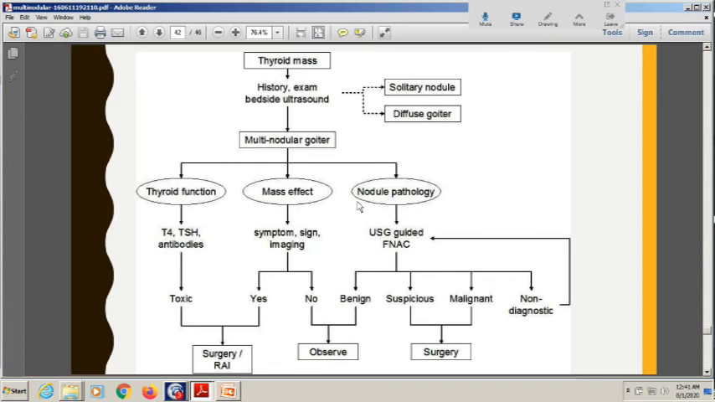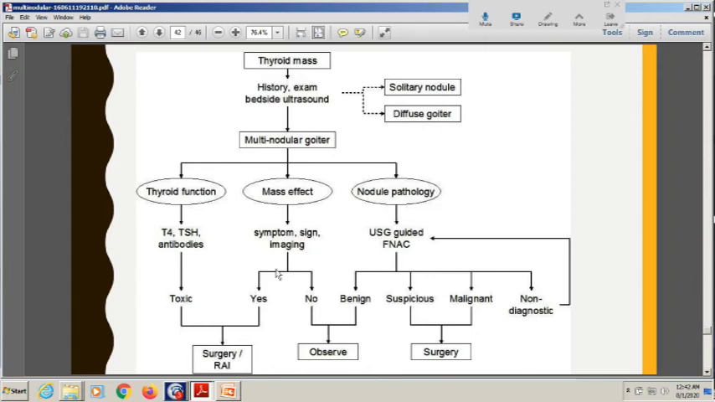After the thyroid function test, if it is euthyroid, we again look for antibodies, which are important for autoimmune disease. If the TFT is not normal, meaning thyrotoxicosis features are there, we have to go for surgery or radioablation. Because of any mass effect, again if the patient is symptomatic, we go for surgery. If there is no symptom, we can wait and observe.